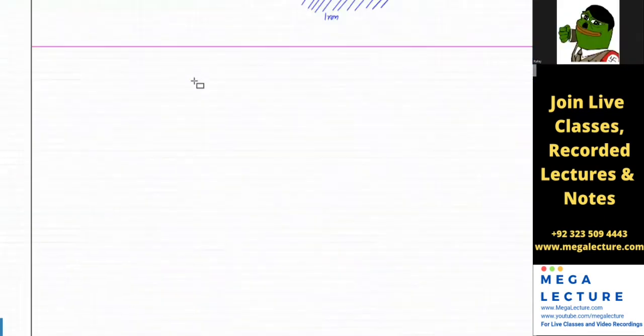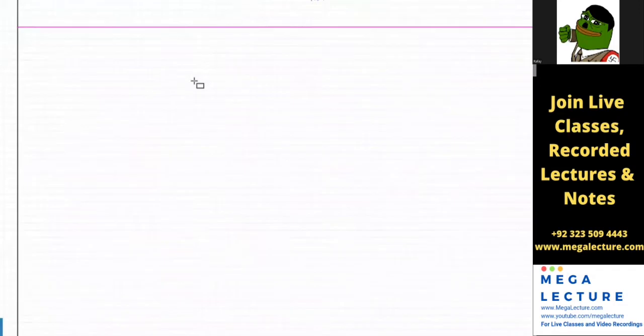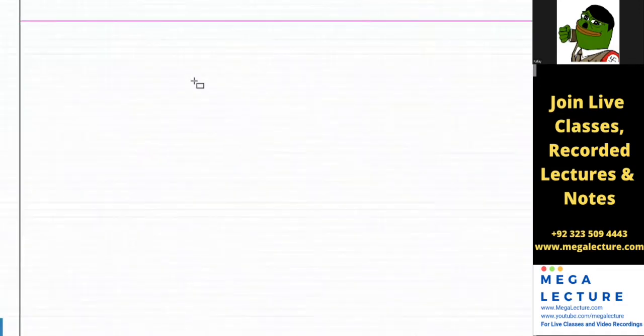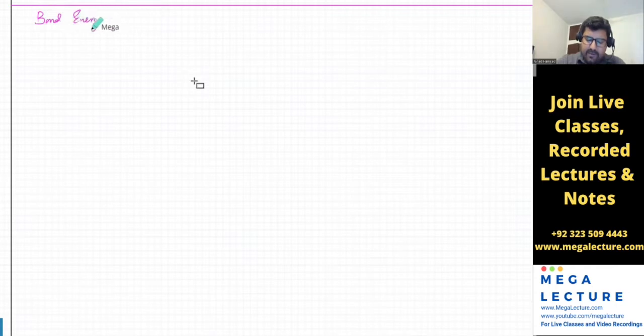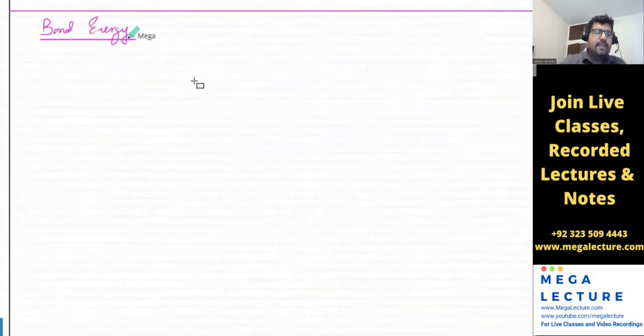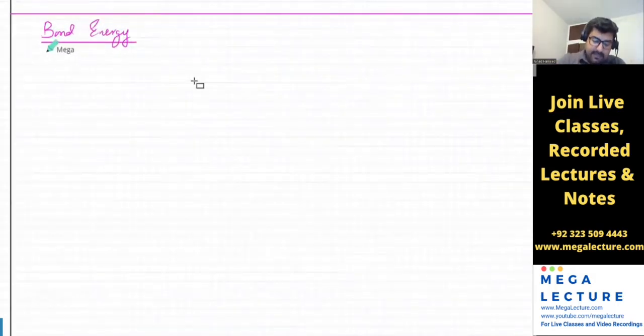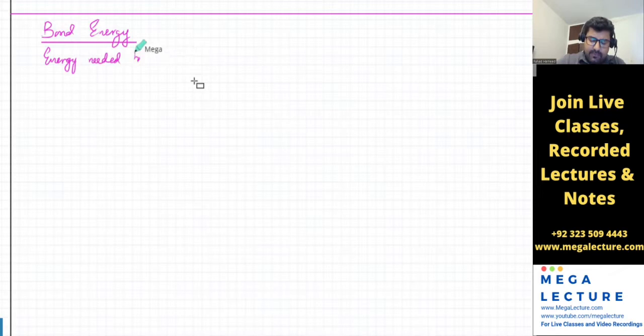Okay. So next one, now I'm going to move towards bond energy. And so first, the definition of bond energy. Bond energy is the energy that is needed to break a bond. So it's the energy that is required, needed to specifically break 1 mole of bonds.